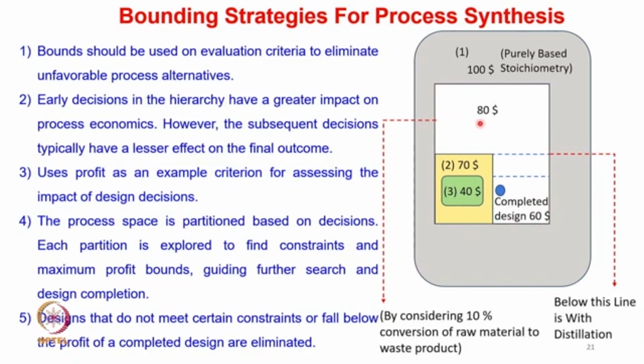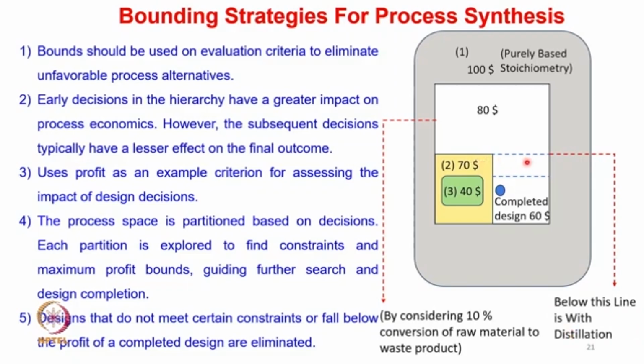Clearly, in this particular block none of the flowsheet designs can have a value higher than $80. Within this design space, further constraints are added. For instance, for the given process, let's say the products are separated by using distillation. That particular search space is represented by this dotted line. So anything below this dotted line represents separation by using distillation.